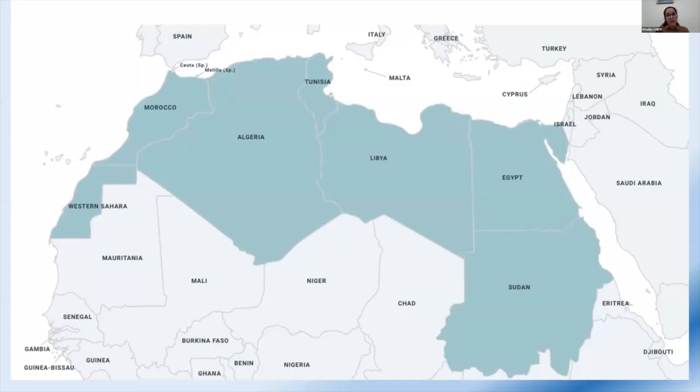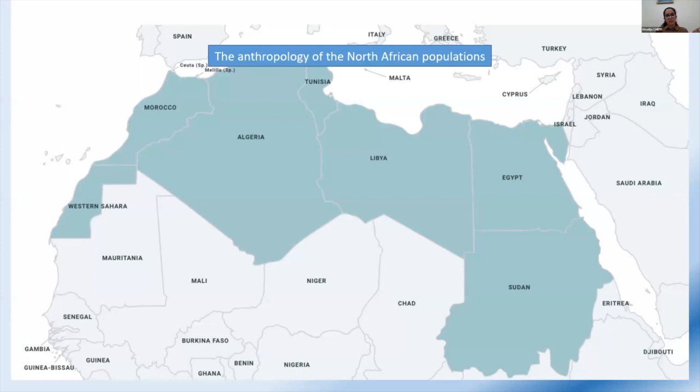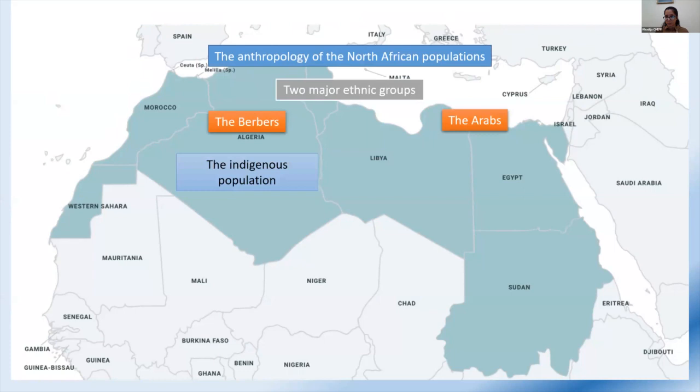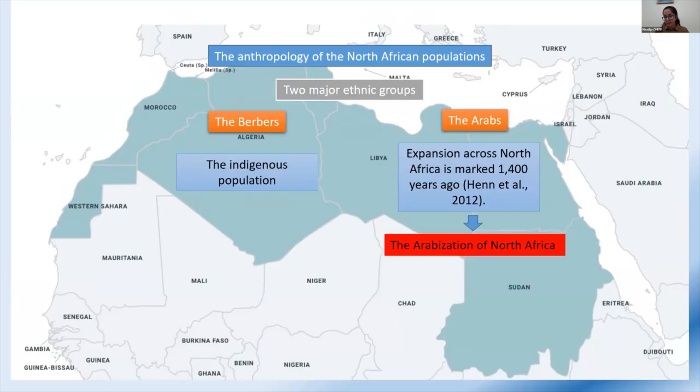The anthropology of North Africa mainly consists of two major ethnic groups: the Berbers, the indigenous population, and the Arabs, whose expansion across North Africa began 1,400 years ago. The Arabs had a great role in the Arabization of North Africa.